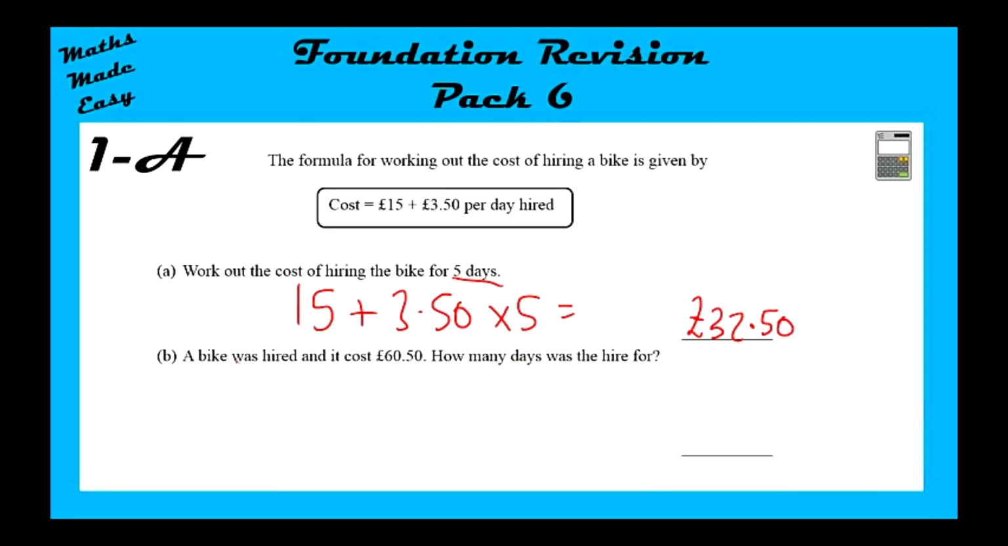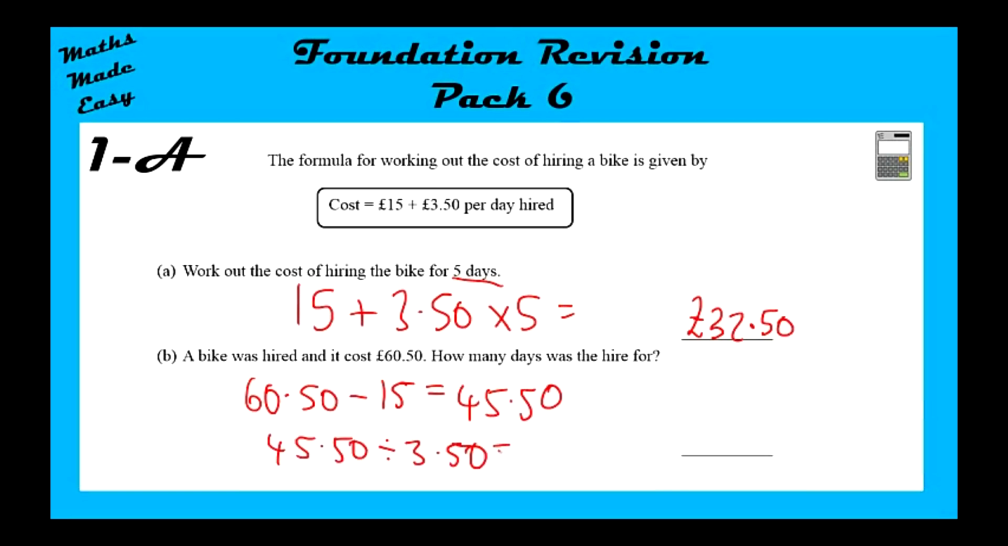£32.50. So this next part is a bit like a reverse question. We're given the final cost and we need to work backwards. So you take that £60.50, you take away the initial cost of 15 to leave you with how much came from the additional days. That will leave you with £45.50. You take £45.50, you divide it by the £3.50 per day, and you'll get your answer, which is 13. So it's 13 days.